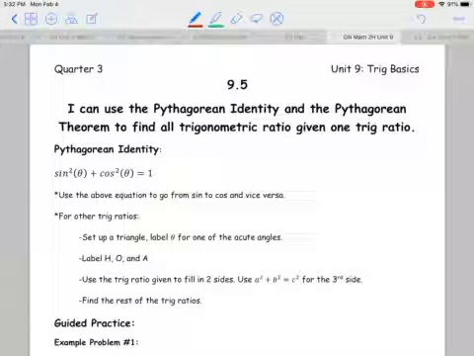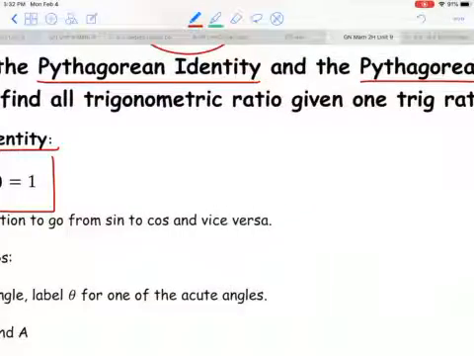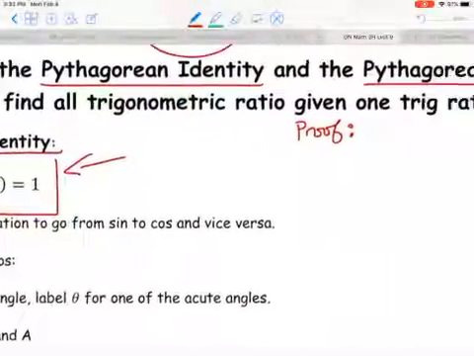Okay, last section, 9.5, is talking about a new formula called the Pythagorean Identity, which is right here. It won't be given, though, so you need to know it. And we're going to go back to the Pythagorean theorem also. So let me just show you really quick the proof of how we got it.